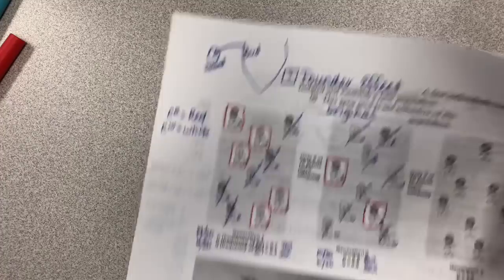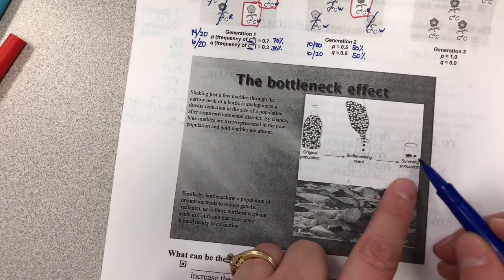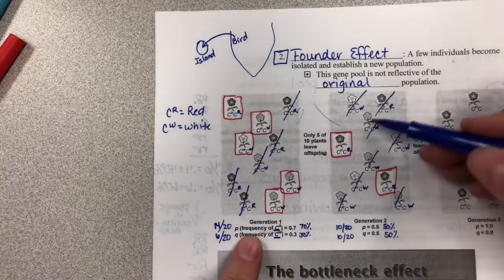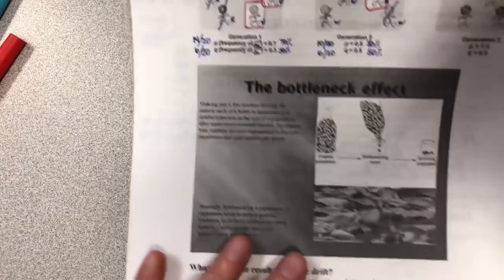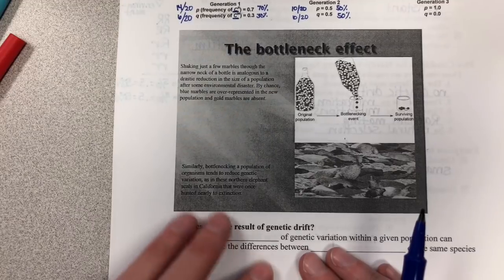That would be like the small random sampling of the survivors from a natural disaster. And so the surviving population may have a different frequency of your genes than your original population. So that's where that name bottleneck comes from.